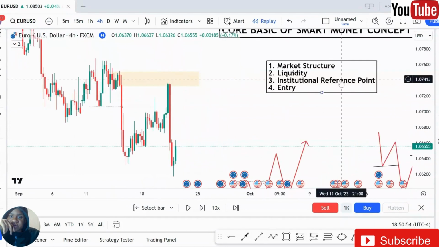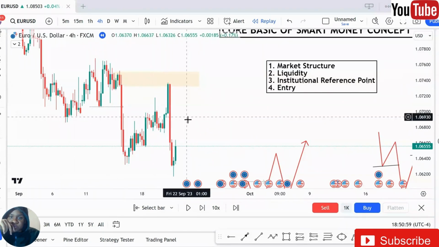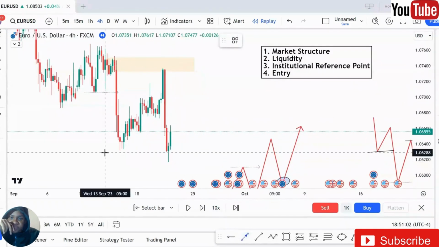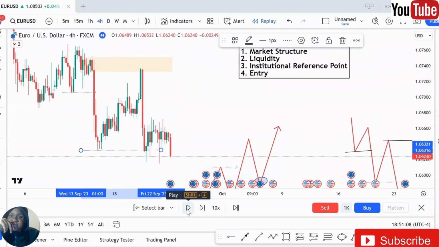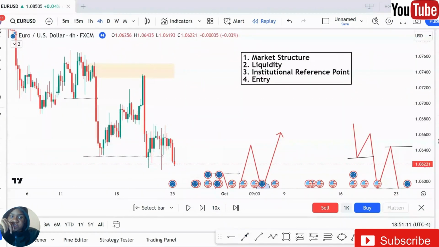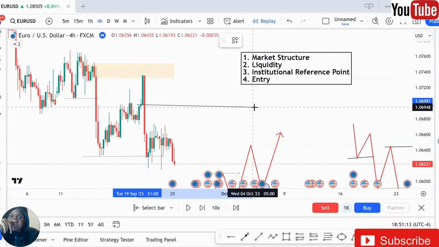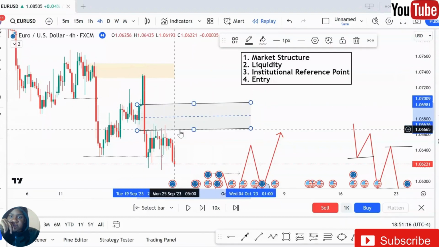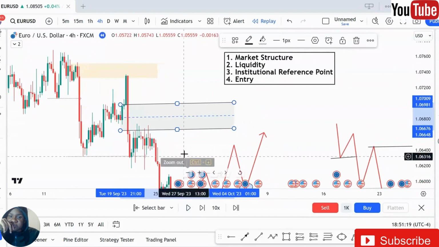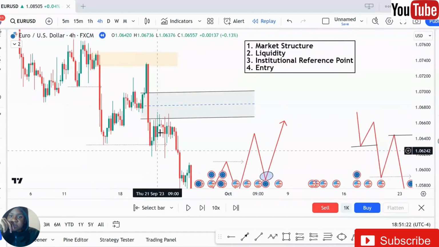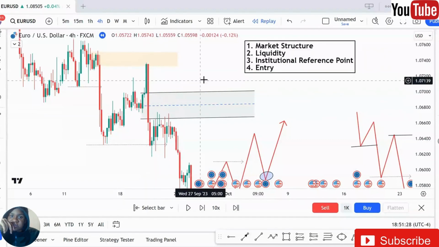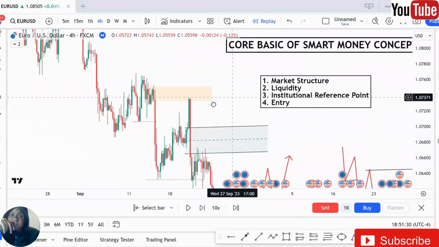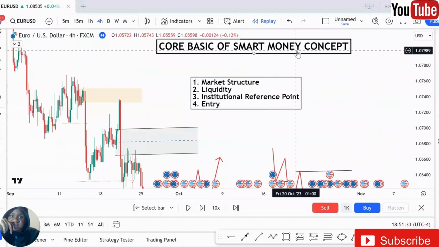And what do you see? In our reference point, we had our fair value gap, we had our order block, and we also had liquidity void. We were able to get one, and what happened? We got our shift here. Also, we came out and took external liquidity, and to come out for internal liquidity, what do we see here? We see a fair value gap here, and you can see market came in here, it's reacting there. So market has taken an external liquidity, coming back for an internal liquidity, either a fair value gap, order block, or liquidity void. So this is the whole summary of the core basics of smart money concept.